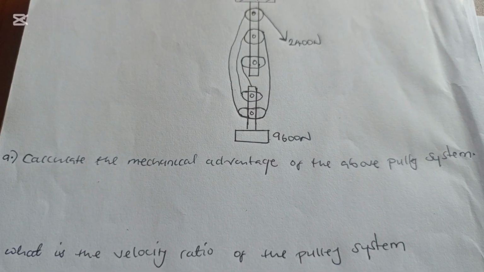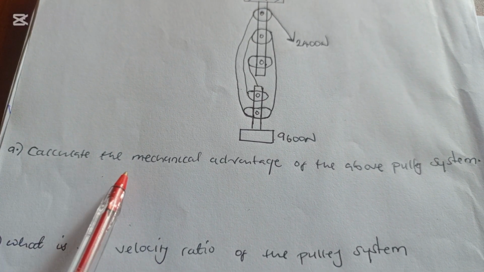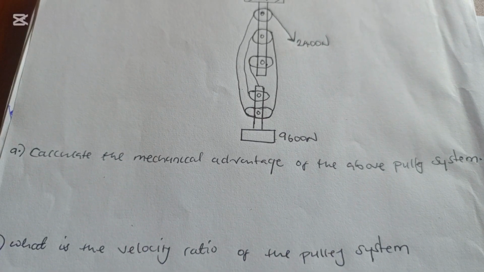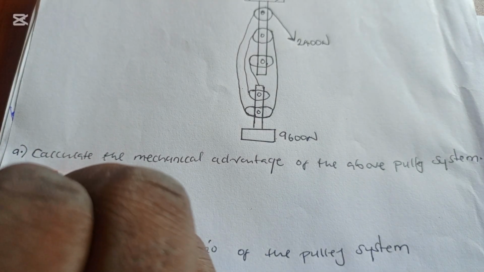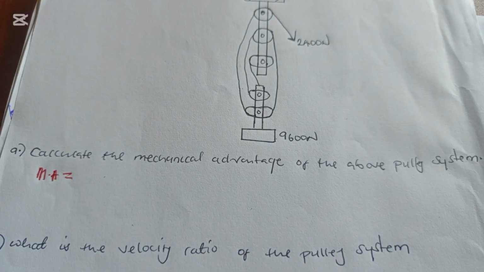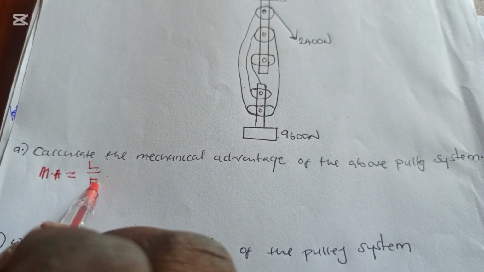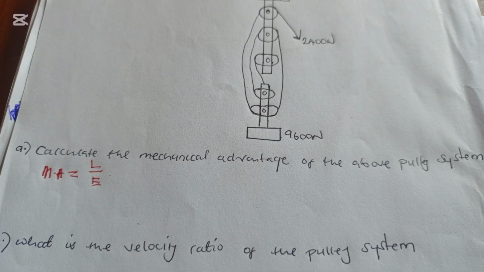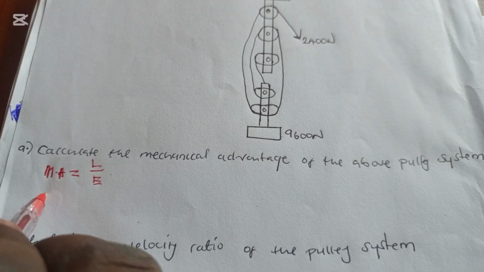Question A is saying, calculate the mechanical advantage of the above pulley system. So they want us to find the mechanical advantage. We need to know that the formula for mechanical advantage is equal to load over effort. So we just need to divide load by effort.